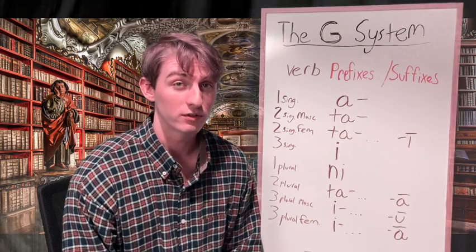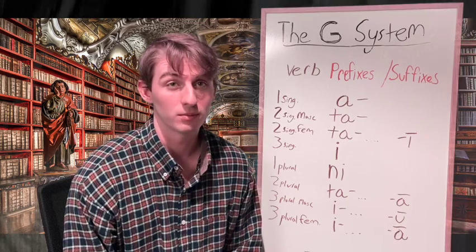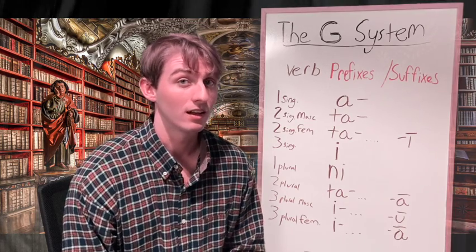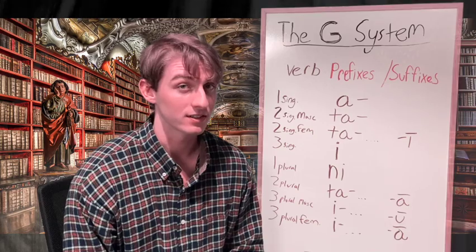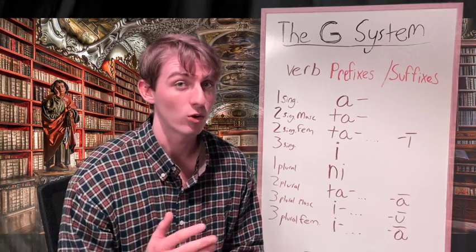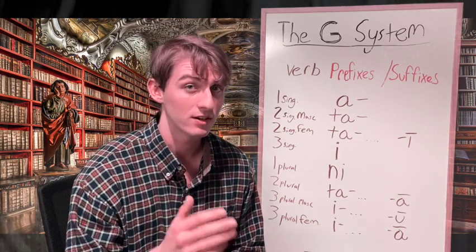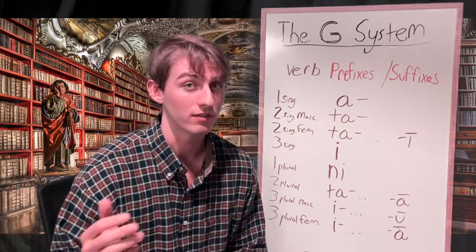So now that we've learned to form the stem of a G system verb, which indicates the verb's tense, let's learn about the prefixes and suffixes which are added to the stem in order to tell us the person, number, and gender of the subject of the verb.